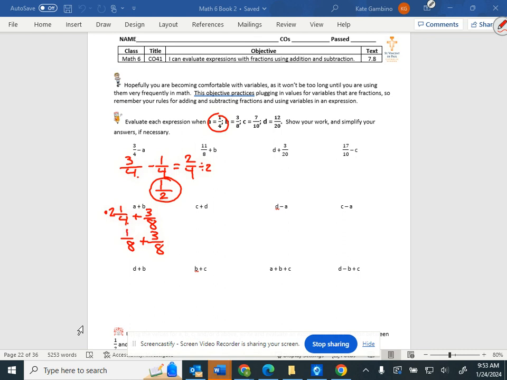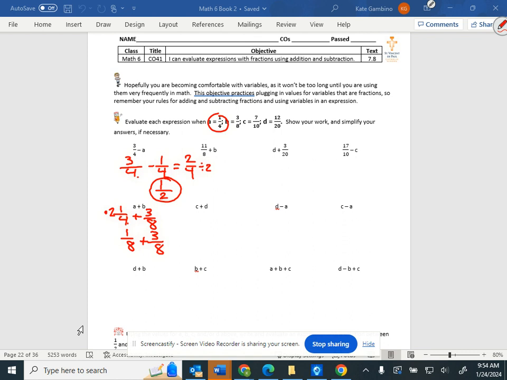So is my answer 1/8? Why not? I made it a common denominator and multiplied by 2. So it's 1/8. Liam, what did I do wrong? Tell me what I have to do. Yeah, whatever I do to the bottom, I have to do to the top.